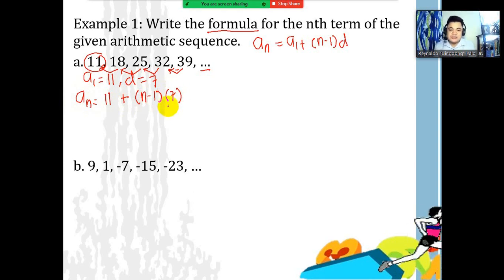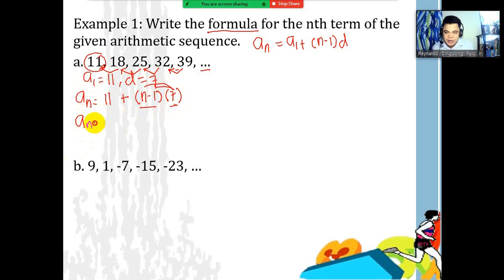So the next thing is we have to simplify this and distribute the monomial to the binomial. So 7 times n and 7 times negative 1. 7 times n is 7n, and then 7 times negative 1 is negative 7.